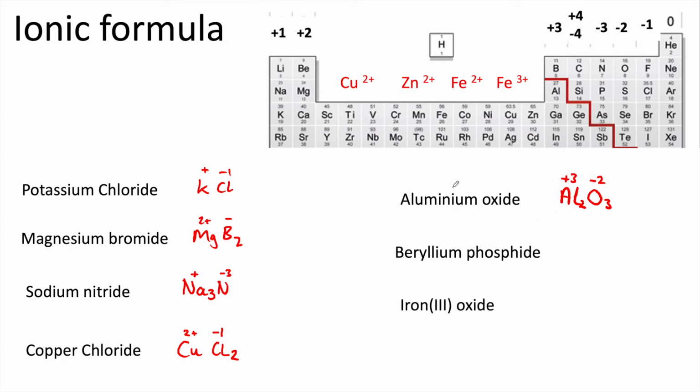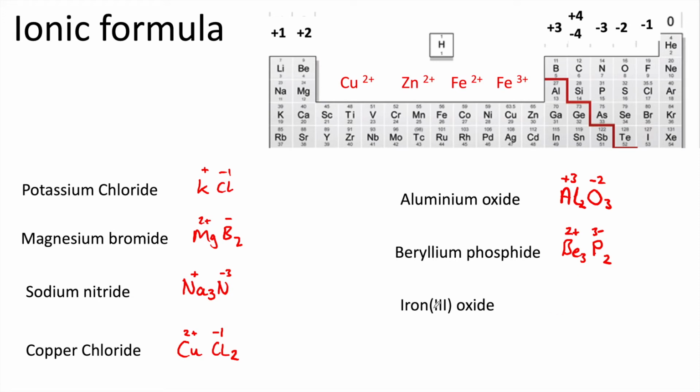Another one with the 3-2 combination is beryllium phosphide. So we've got beryllium is in group 2, so it forms a 2+ ion or +2 ion, and phosphorus is in group 5, so it forms a -3 ion, and you can put the minuses and pluses either way around. So again, the common denominator is 6, so we'll need 3 beryllium atoms to provide 6 electrons for 2 phosphorus ions. So again, those work.